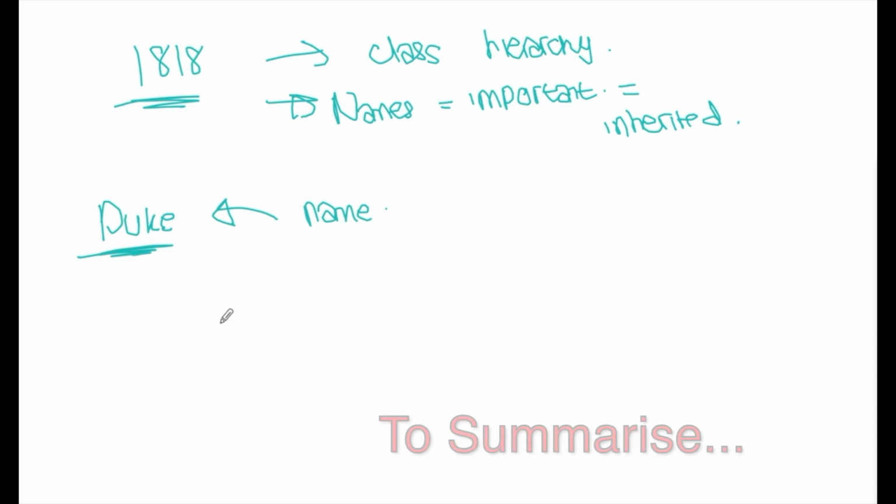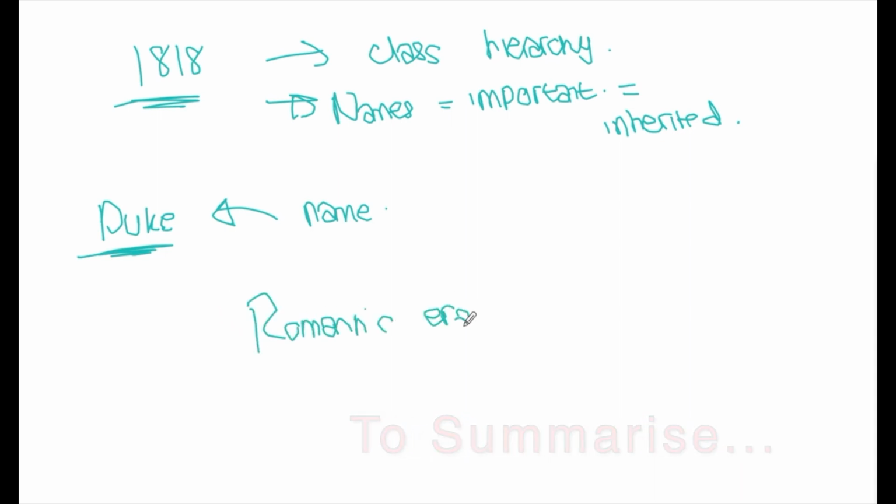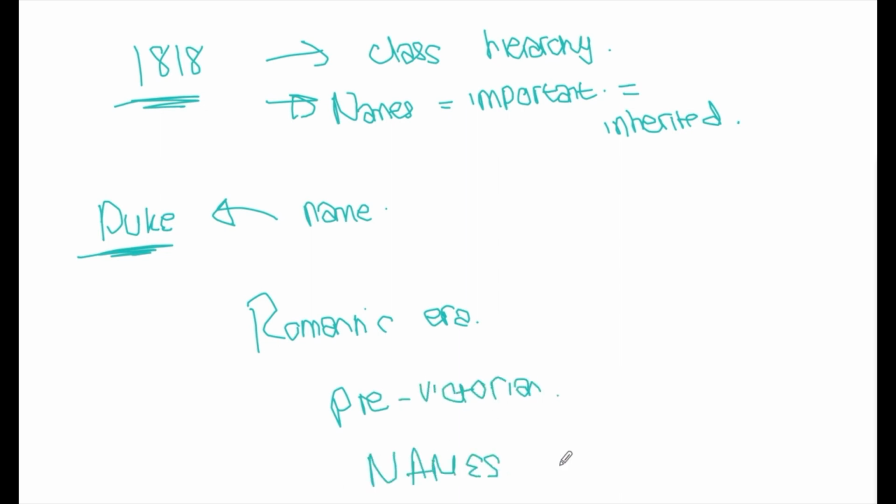So just before the Victorian times, this was the Romantic era. Pre-Victorian names were important. So yeah, sorry, it's a very complicated topic, one that you can absolutely disregard if you want, but one that will be very, very good for your essay.